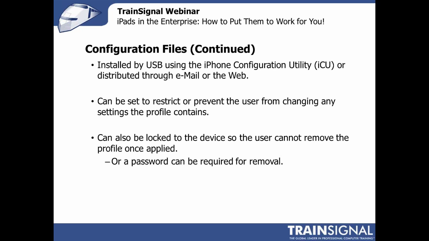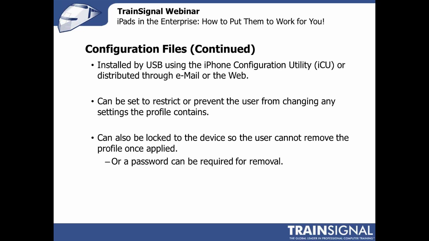Now, on to some other informational areas about configuration profiles. Well, when you install a configuration profile through USB, you do that using what we call the iPhone Configuration Utility, which we'll get into in a minute. You can also deploy configuration files through email by sending people an email with the configuration file that they then open and it installs, or through the web.